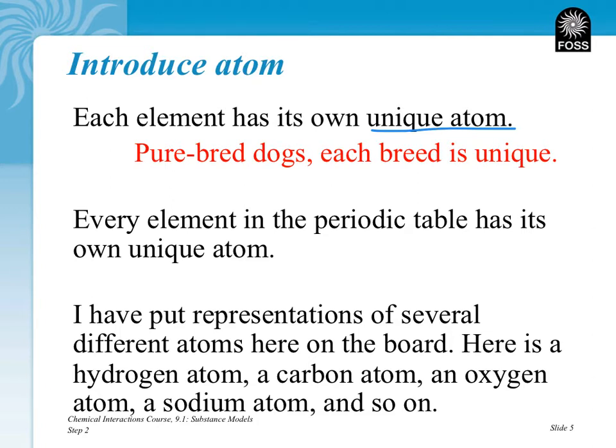So every element in that periodic table that we looked at has its own unique atom. It's special unto itself. Now, we can't see atoms, so we put representations of what these atoms look like. I've got a little picture here next. You're going to see different atoms, and we're going to give them different colors so that they can stand out, and we're also going to put their symbol in them. So let's look at those.